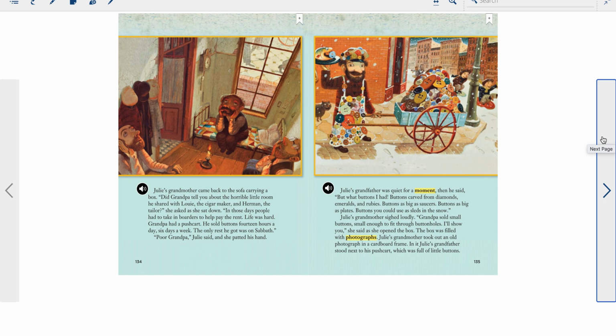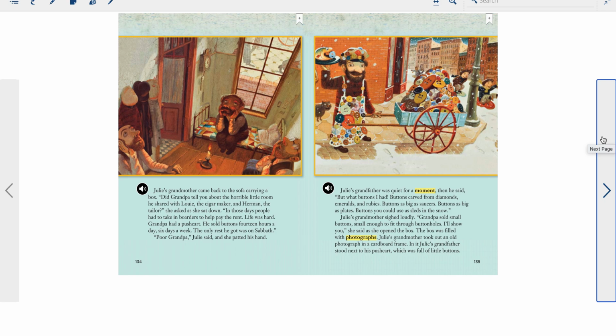Julie's grandfather was quiet for a moment. Then he said, "But what buttons I had! Buttons carved from diamonds, emeralds, and rubies. Buttons as big as saucers, buttons as big as plates, buttons you could use to sled in the snow." Julie's grandmother sighed loudly. "Grandpa sold small buttons, small enough to fit through buttonholes. I'll show you," she said as she opened the box.